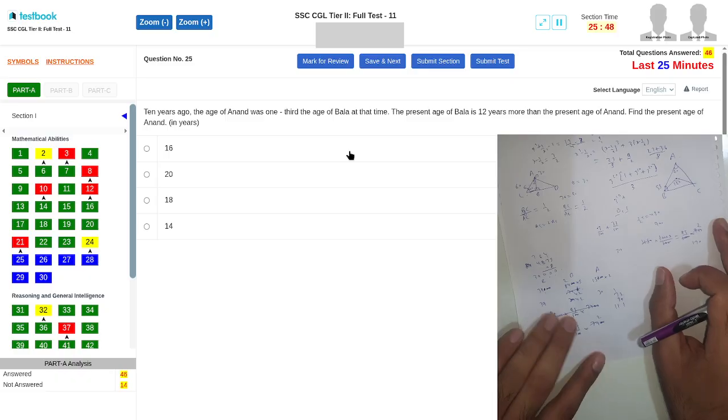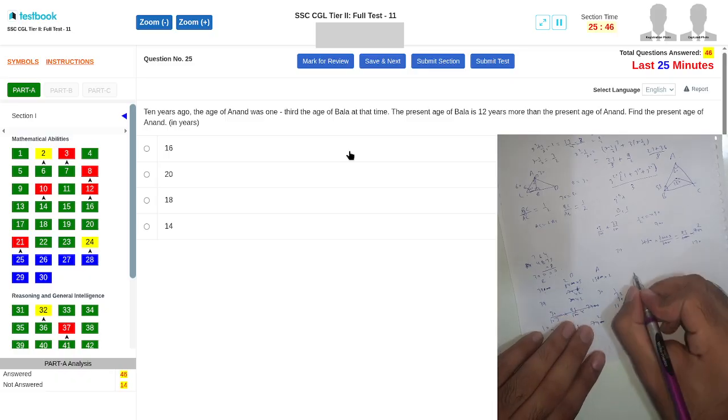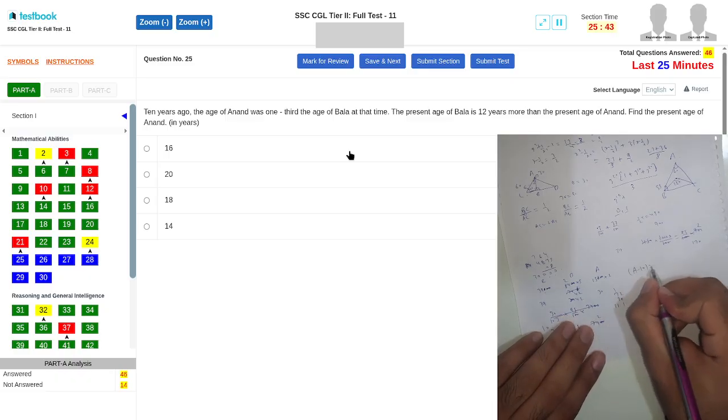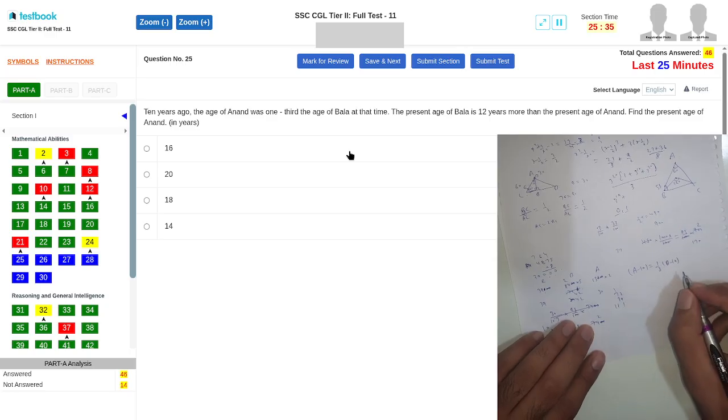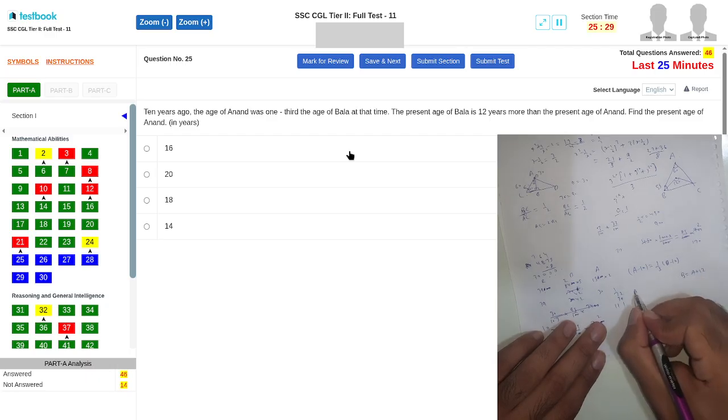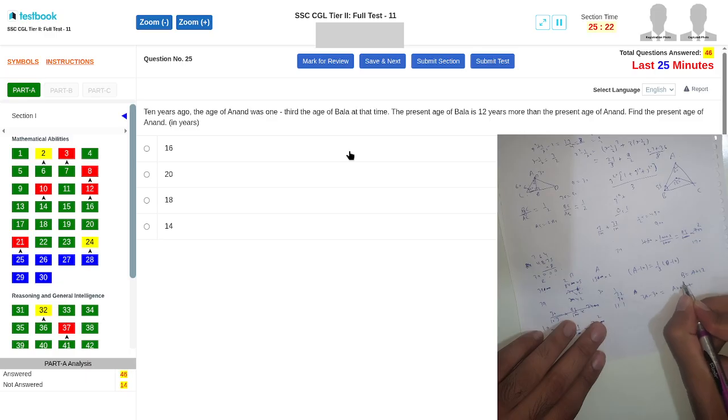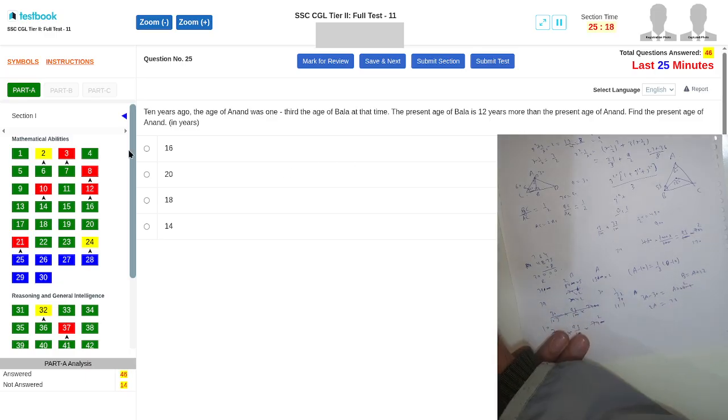10 years ago the age of Anand was 1/3 of Bala's, so Anand minus 10 is equals to 1/3 Bala minus 10. The present age of Bala is 12 years more than Anand. So Bala is equals to A plus 12. So 3A minus 30 is equals to A plus 12 minus 10. So 2A is equals to 32, A is equals to 16.